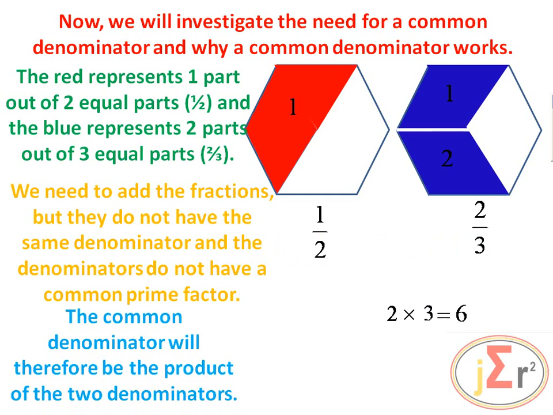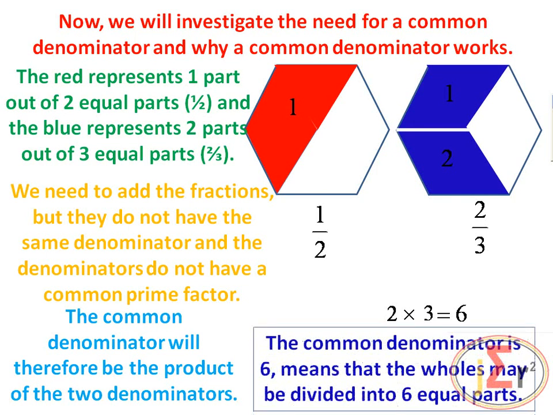So the common denominator will be equal to 6. The common denominator is 6, means that the wholes may be divided into 6 equal parts. Is that right, Jerry? Yes. Right. So if we find the common denominator and we have found it to be 6, 6 is the common denominator.